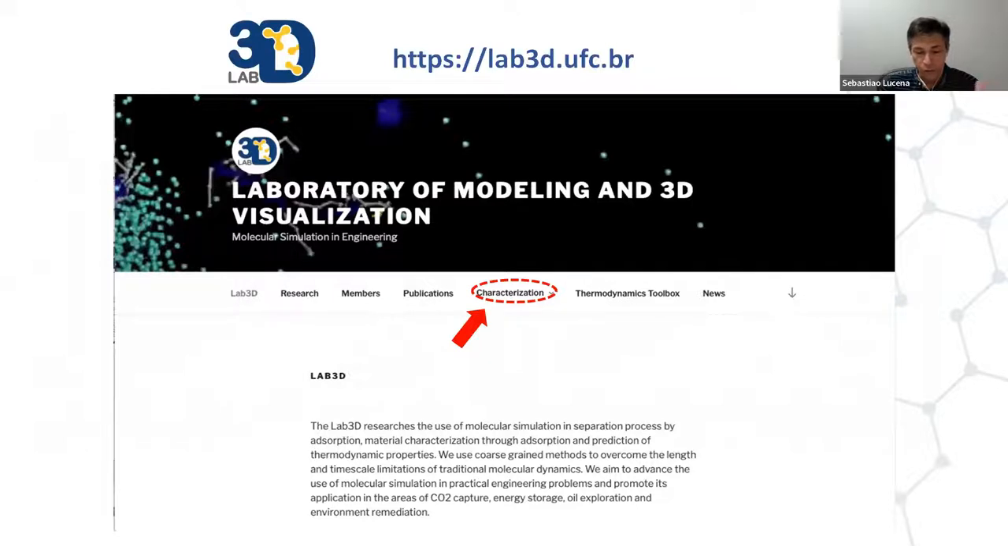Finally, I invite all of you to visit our site, lab3d.ufc.br. You will find a web application, the characterization tab, that performs pore size distribution calculation with all the kernels we presented today. All you need is to send an experimental isotherm of nitrogen at 77 Kelvin for unstructured carbon materials, or an isotherm of CO2 at 273 Kelvin for NaLTA zeolite. Thank you. We finish the presentation.